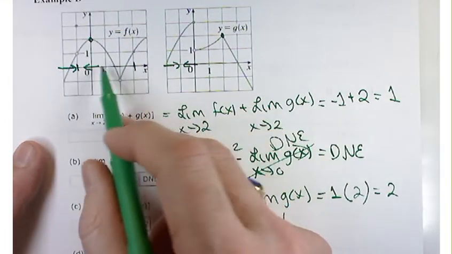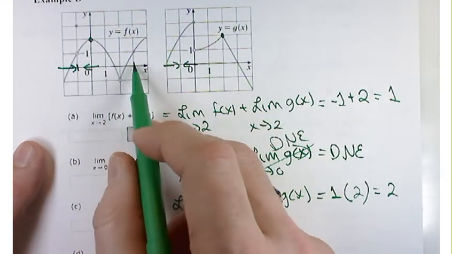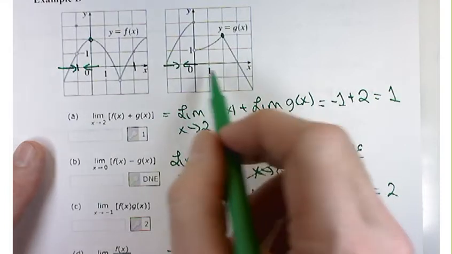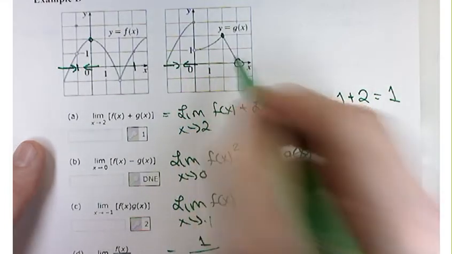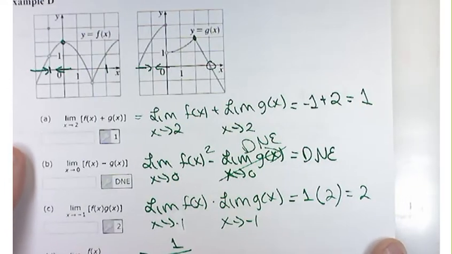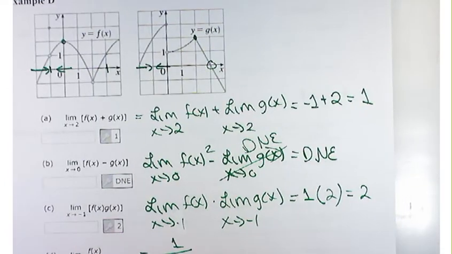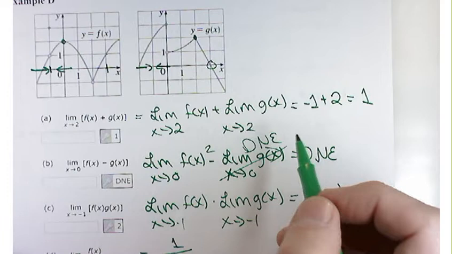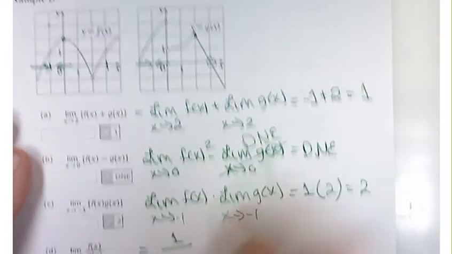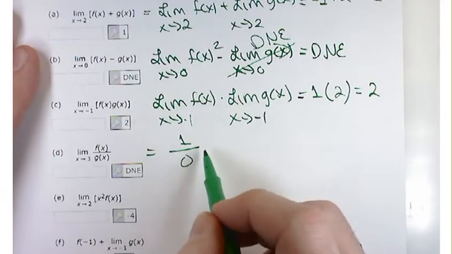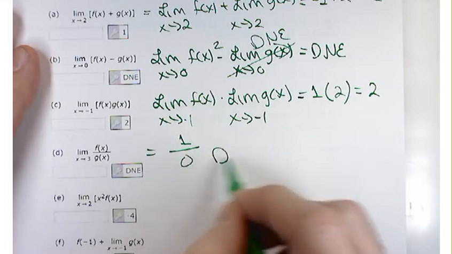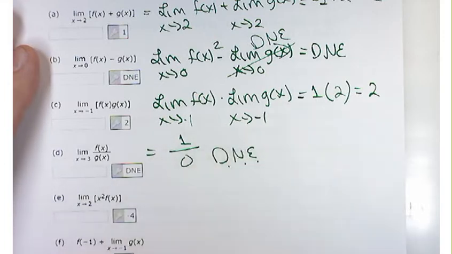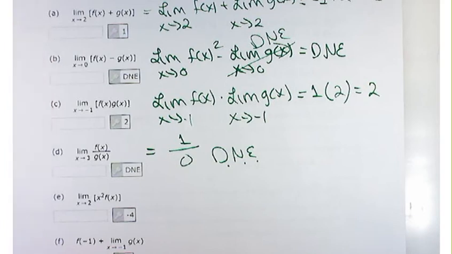Let's see, 3, 1, 2, 3, yeah. Numerator is approaching 1. Oh, okay, I see what's going on. What's the limit as x approaches 3 for the denominator? 0. And unfortunately, 1 divided by 0 is undefined, so this limit just does not exist. Yeah, it's not defined there.